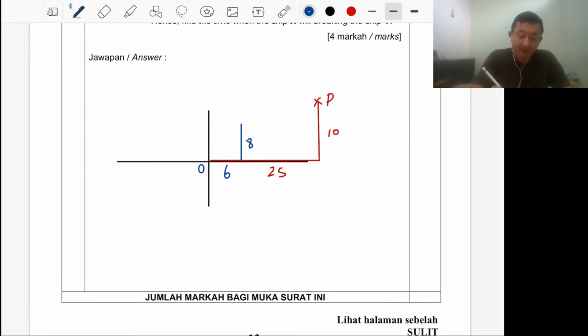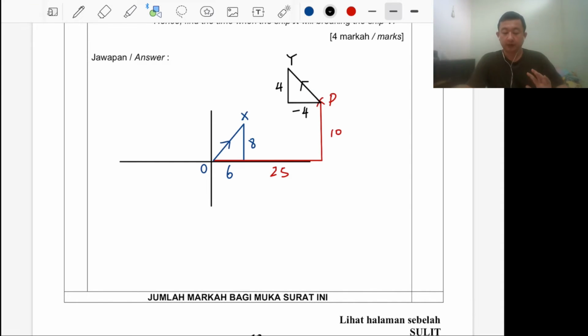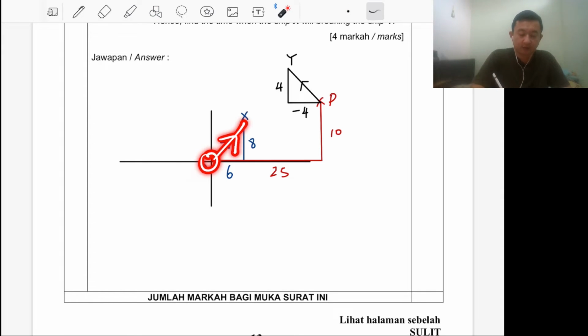We have ship X, leaving from the origin O in this direction, the vector. So this is X. We have ship Y, which starts from here, leaving from point P, in negative 4i plus 4j. Negative 4i plus 4j in this direction. So now this is Y. X starts from here going in this direction, Y starts from here and goes in this direction.